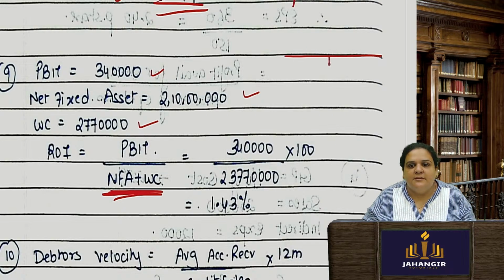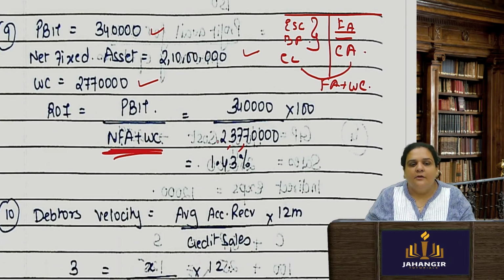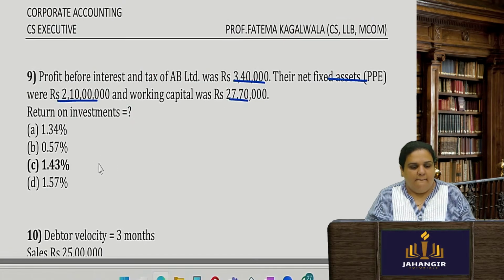If you see this T form of the balance sheet, here first we have equity share capital, then borrowed funds, then we have current liabilities. Here we have fixed assets and we have current assets. Current assets minus current liabilities is working capital, and we take fixed assets over here. It will become the same thing, no? Capital employed. So 3,40,000 divided by 2 crore 10 lakhs plus 27 lakh 70,000, 2 crore 37 lakh 70,000, 1.43%. Yeah.